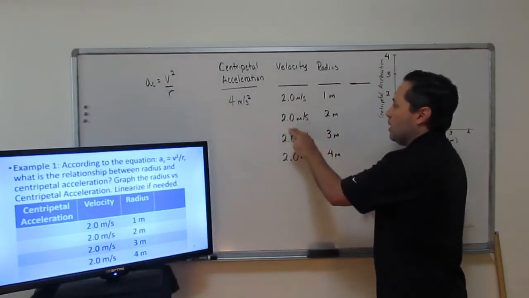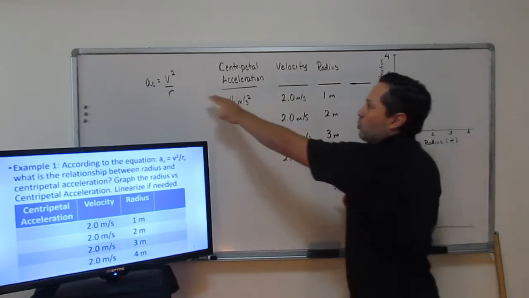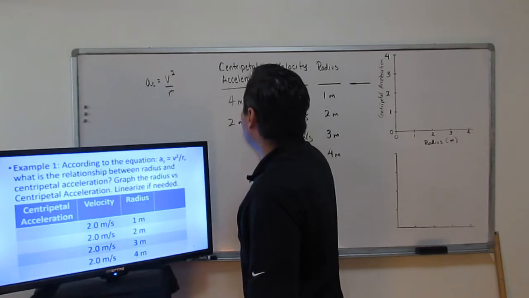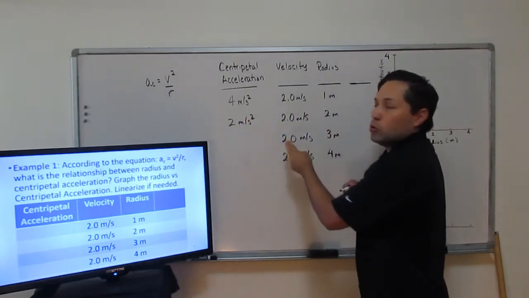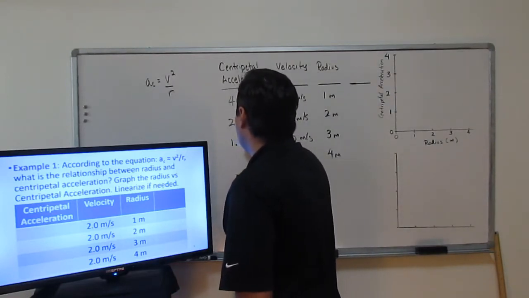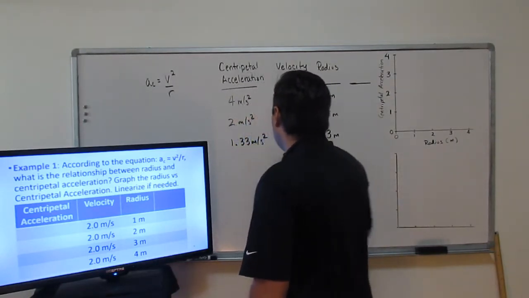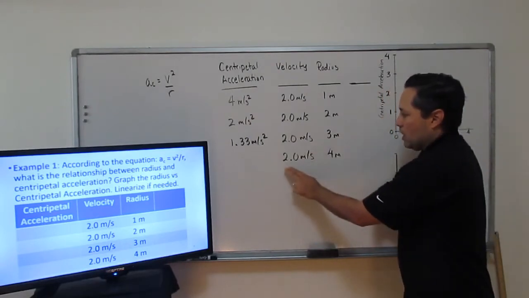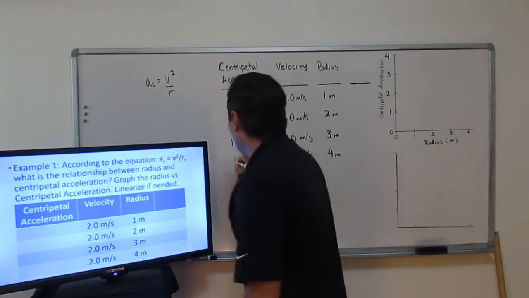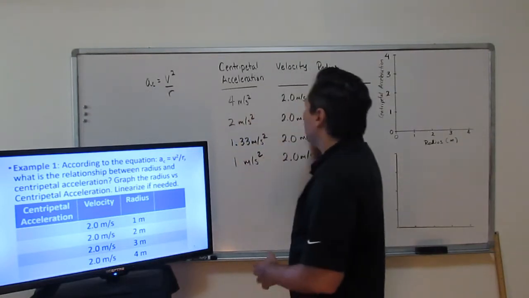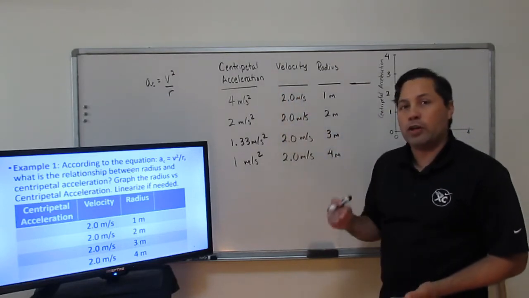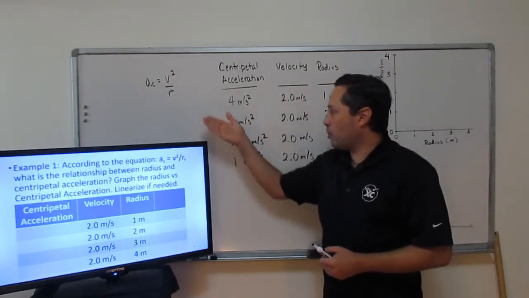For our next line, we have, again, 2 put into the numerator squared. That's 4. 4 divided by 2 is 2 meters per second squared. This is going to be 2 squared is 4. 4 divided by 3 is 1.33 meters per second squared. And lastly, 2 squared is 4. 4 divided by 4 gives us 1.0 meters per second squared. Great, so that is our data right here. They ask us to solve for the centripetal acceleration using this formula. We've done that.